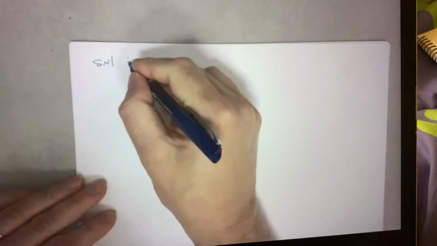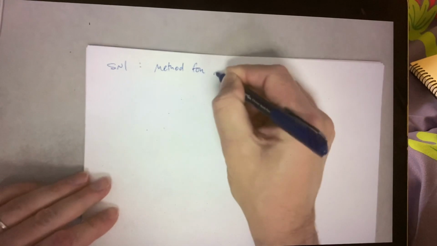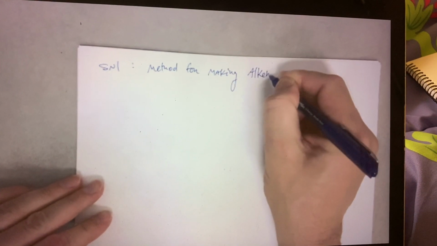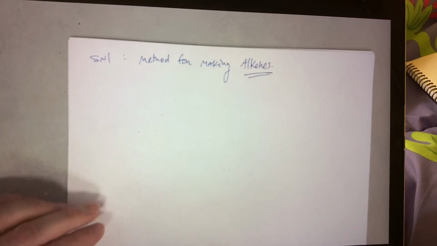reaction. And this is also a method for making alkenes. So in the end, this particular reaction is also a method for making alkenes.